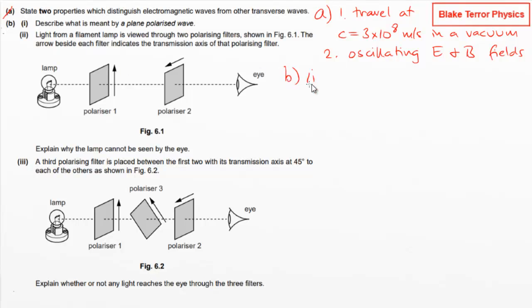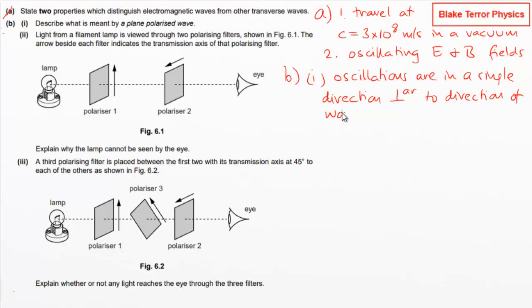All right, part B, describe what is meant by a plane polarized wave. So plane polarized means that the oscillations are in a single direction. But we also need to say that that direction is perpendicular to the direction of wave propagation. If you're actually writing this out as a proper answer, you want to include those two things: one direction, but that direction is perpendicular to the wave propagation.